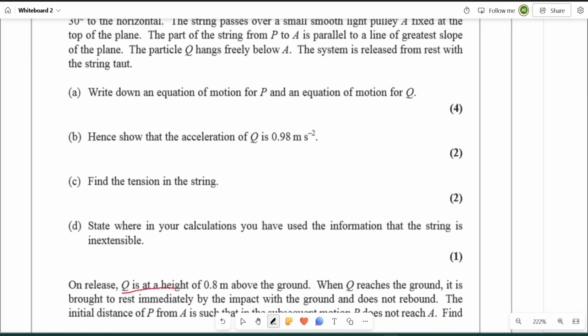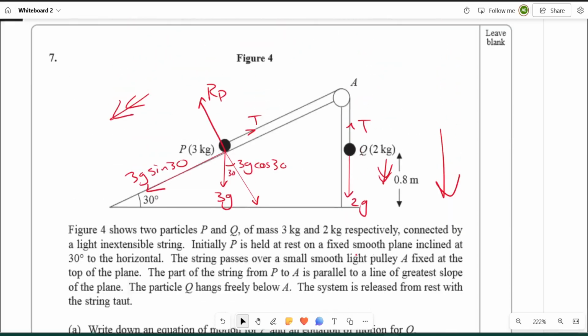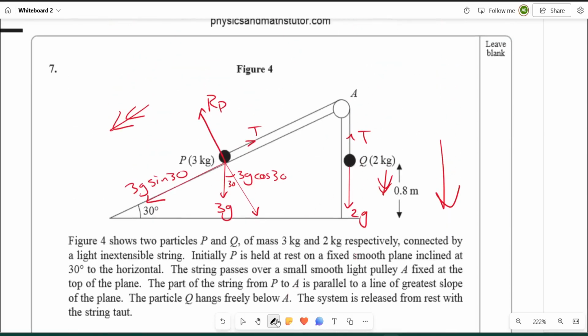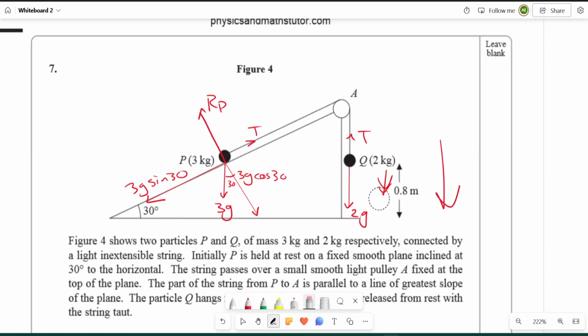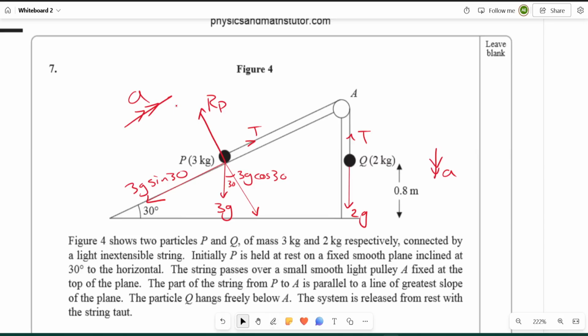And here on Q it says when Q reaches the ground, so this is an indication that Q is going to move downwards. But it's very, very unlikely that you will be confused, because the questions mostly make sure that you know which direction the thing is going to move. So we know that this is going to accelerate downwards. That means that this is going to accelerate upwards with the same acceleration.